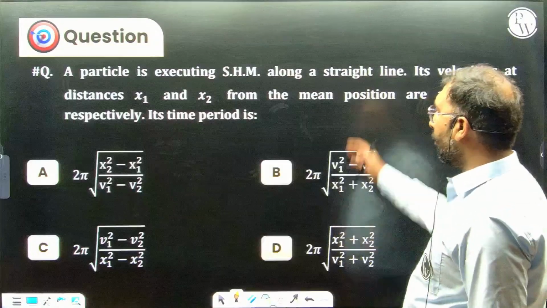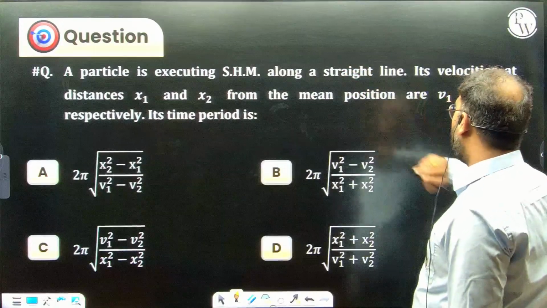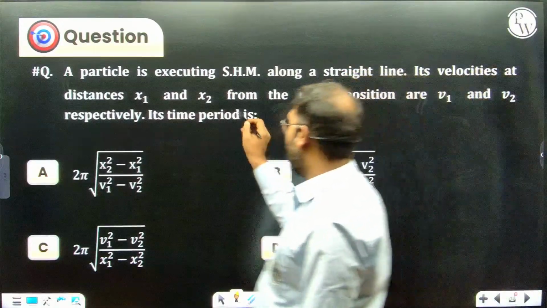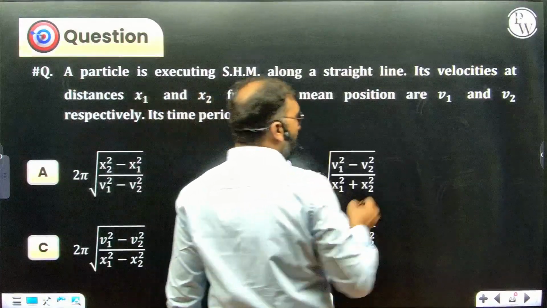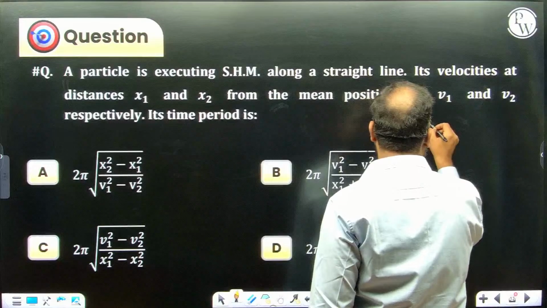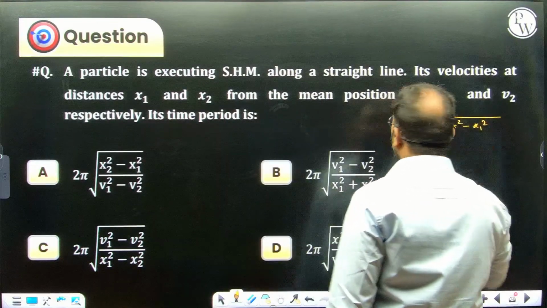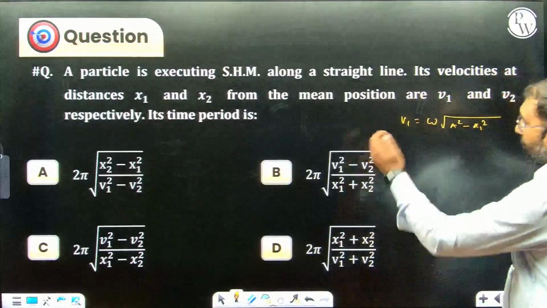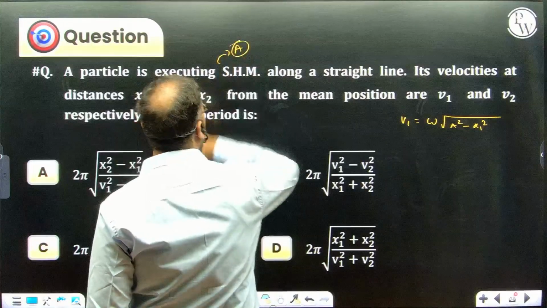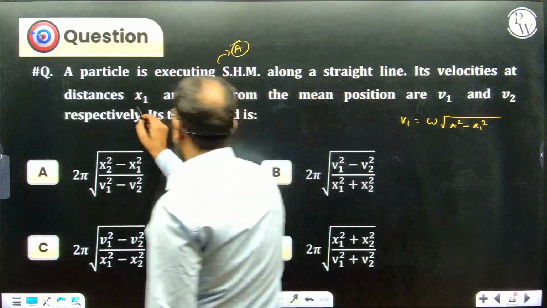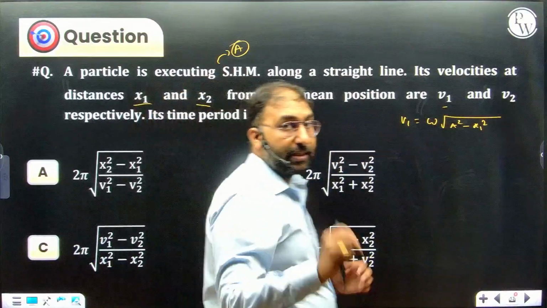Now you can also give a try to this question. The particle is executing SHM along a straight line. Its velocities at distances x1 and x2 from the mean position are v1 and v2. The time period is required. So one expression you can write down is v1 equals omega under root of a square minus x1 square. The particle is executing SHM, and I am assuming the amplitude of SHM to be a. The velocities at x1 distance and x2 distance are v1 and v2. So we are talking about the same SHM.